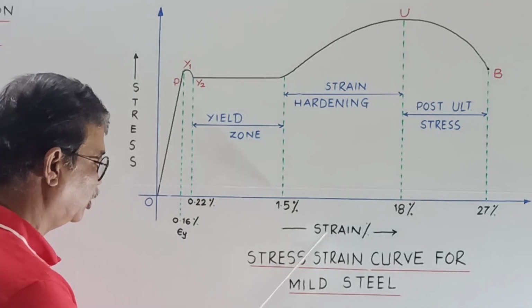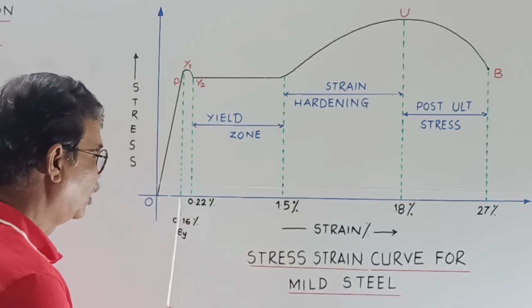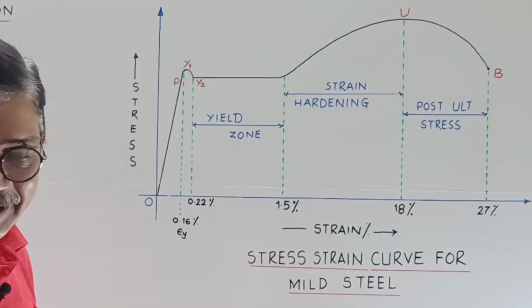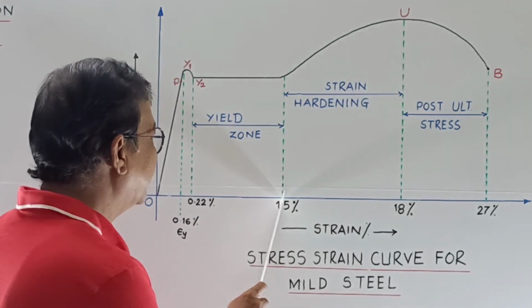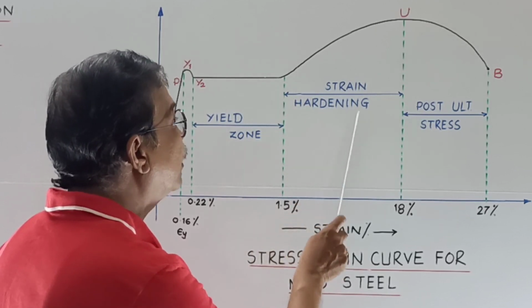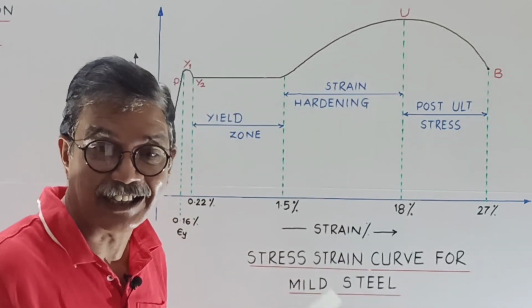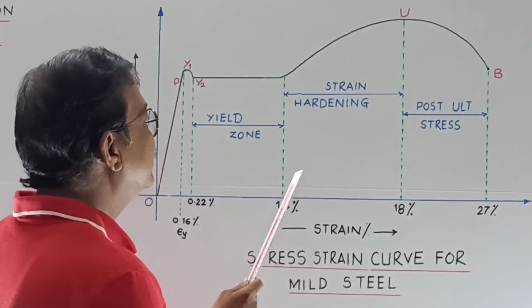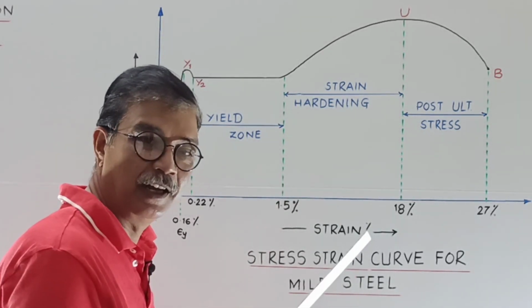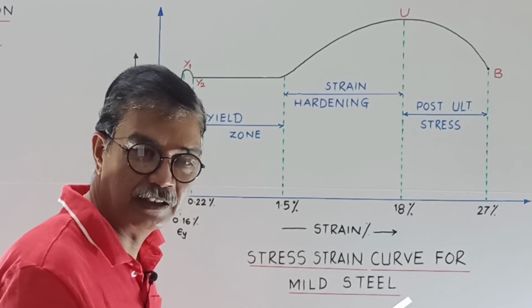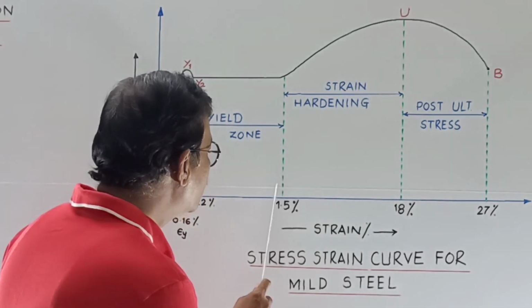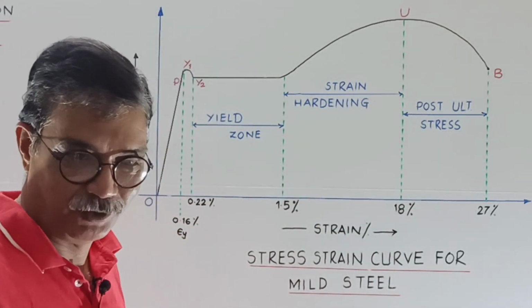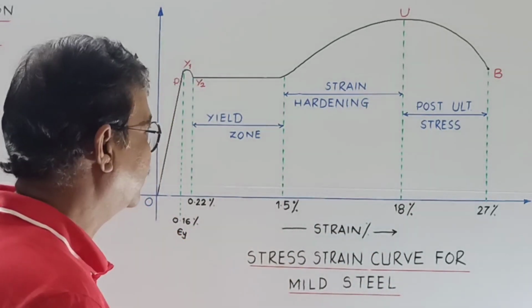So nearly 10 times epsilon y. Epsilon y denotes the yield strain. So it is nearly 10 times yield strain. At this strain hardening commences, that is starts. In higher structural language, it is known as strain at onset of strain hardening. Okay, so this is 1.5%.